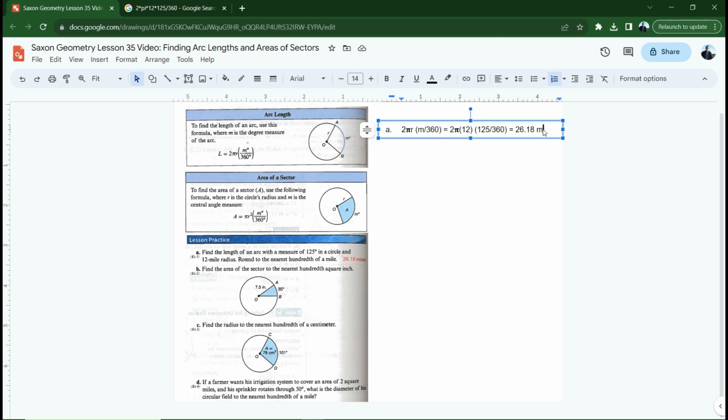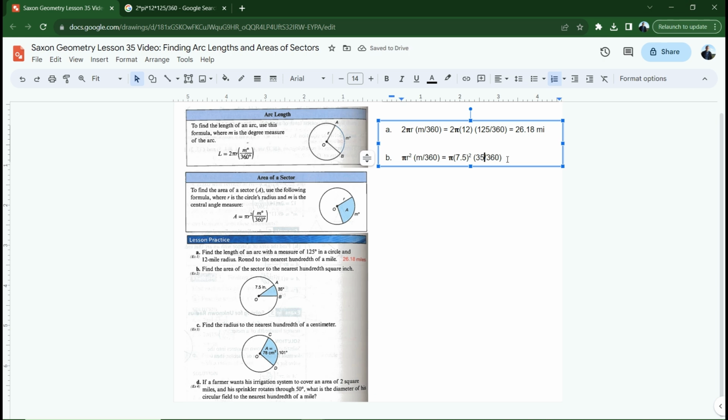Find the area of the sector to the nearest hundredth of a square inch. Okay, so this one's a little different because it's an area problem, but the exact same concept. So this is going to be pi r squared. I'm just going to copy my pi from up here. Pi r squared. And then I need to do times m over 360. Well, I know r and I know m, so I'm just going to plug those values in. Instead of r, we're going to say 7.5, because it's 7.5 inches. And then instead of m, I know that I'm bounding off just 35 degrees of this circle, so it's going to be 35 over 360.